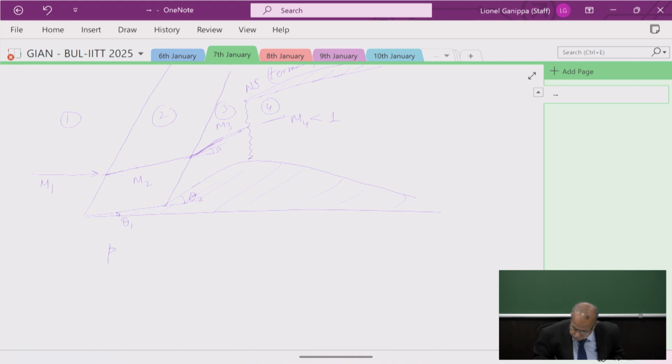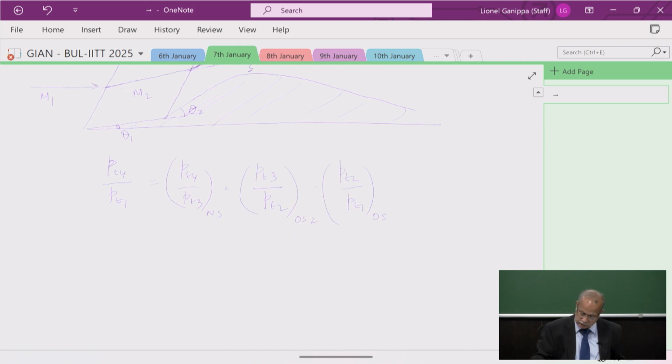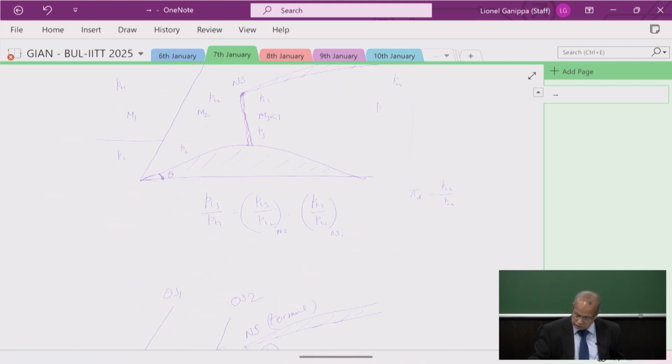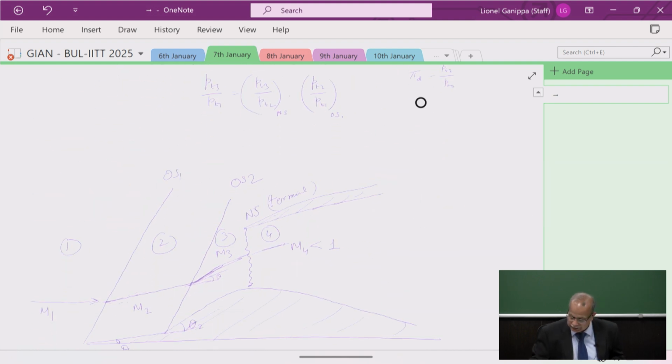We're asked to find out what is PT4 by PT1, which is PT4 by PT3 corresponding to the normal shock, and PT3 by PT2 that corresponds to oblique shock 2, and then PT2 by PT1 that corresponds to oblique shock 1. We are asked to find out what is PT3 by PT1 and compare which inlet has better inlet pressure recovery.